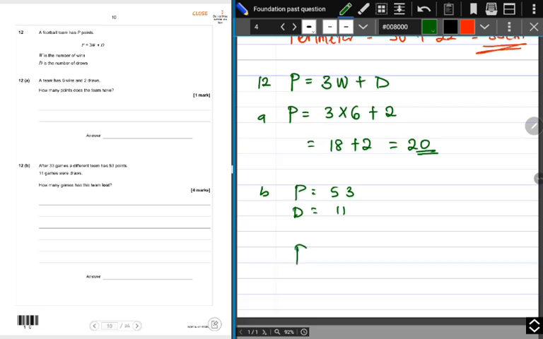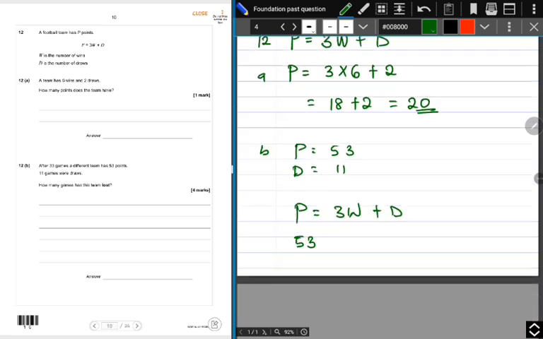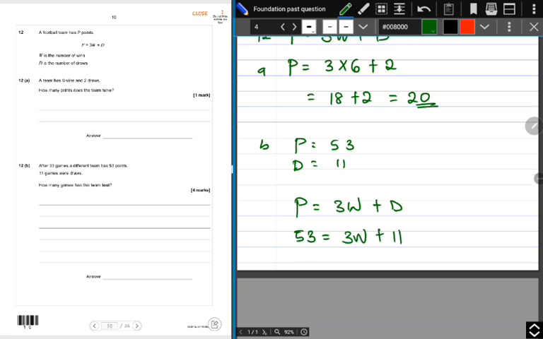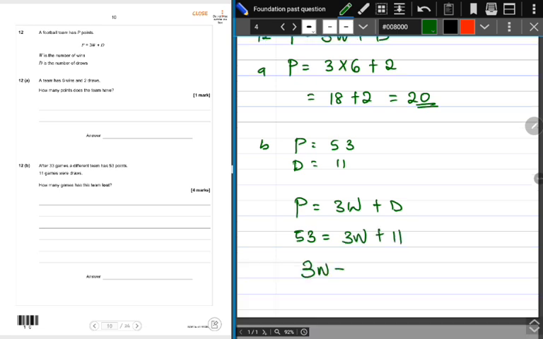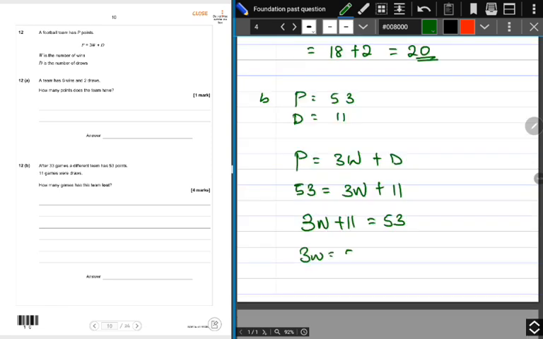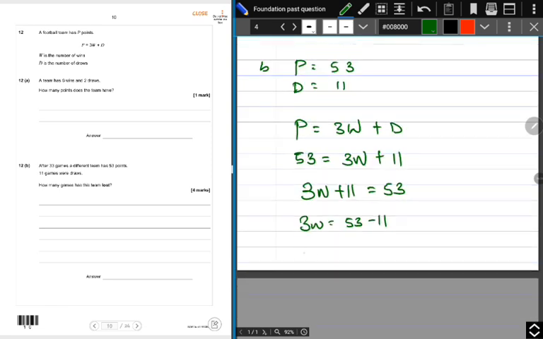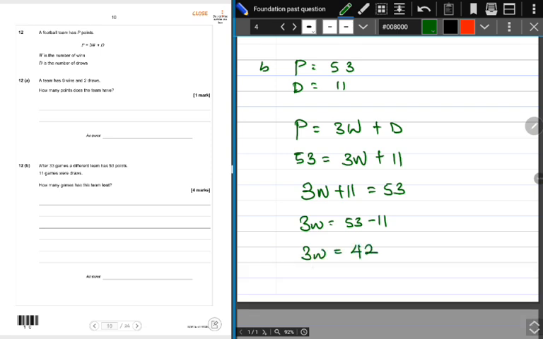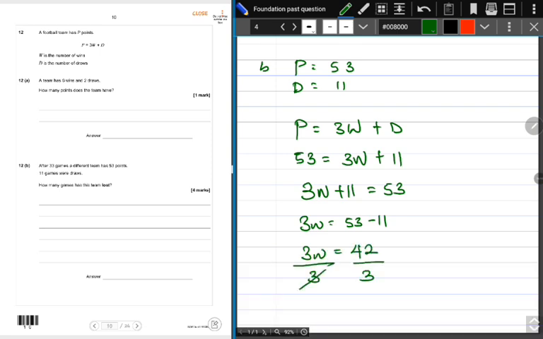So we said P equals 3W plus D. So this is going to be 53 equals 3W plus 11, because we are not given W. 3W plus 11 equals 53. 3W equals 53 minus 11. 3W equals 42. Divide both sides by 3. This cancels this, this cancels this. W equals 14. So we have 14 wins.